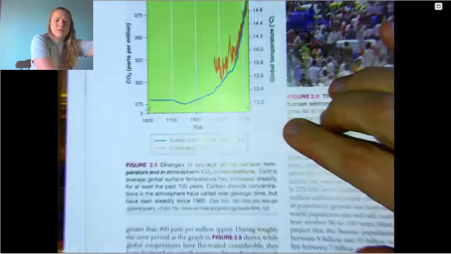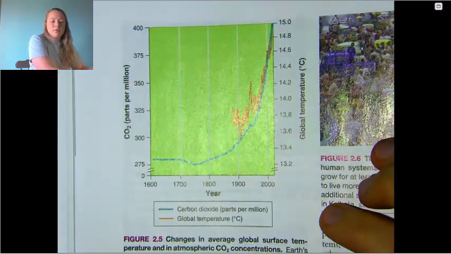Oops. Sorry about all the zooming in and out. Oh, get rid of the glare.